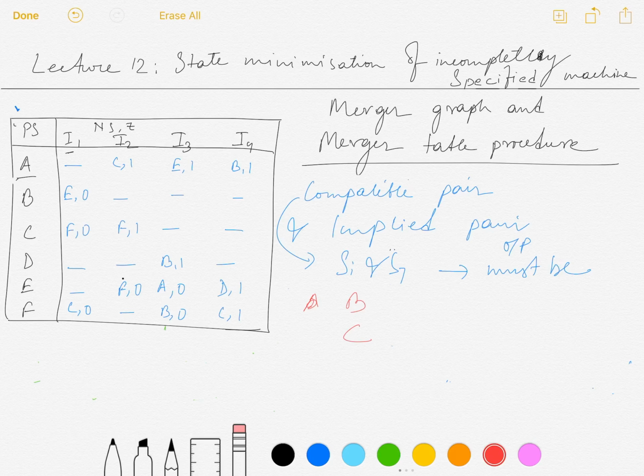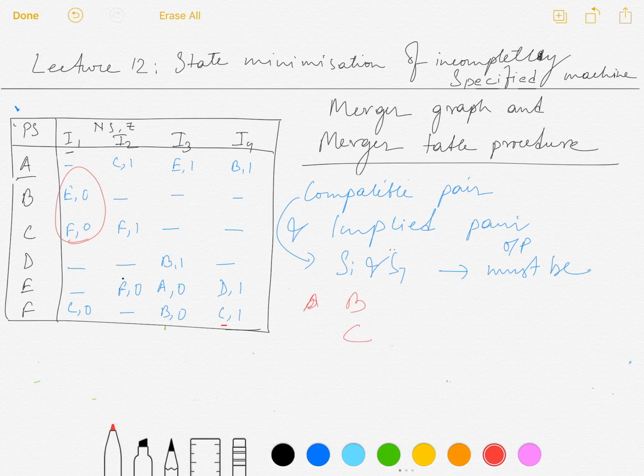Now, for that 1 input, the respective states, E and F, will become the implied pair. Now, we have to check that B and C will be compatible if its implied pair E and F is also compatible. Now, check for E and F.